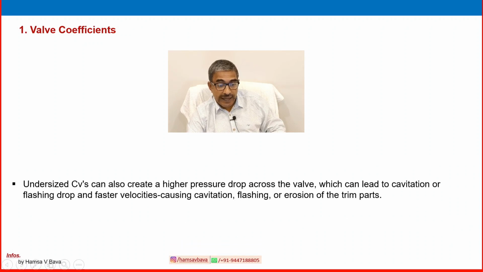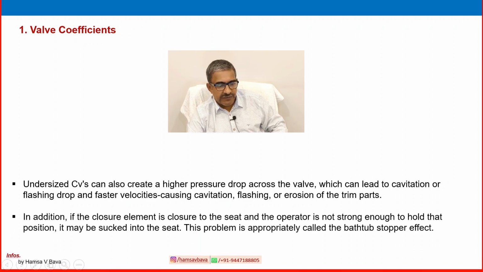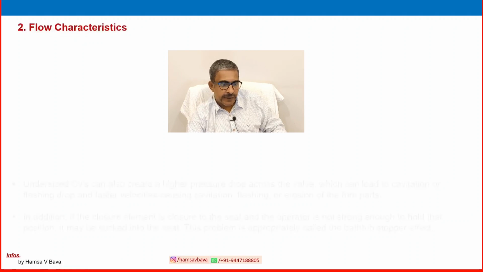Undersized CV can also create a higher pressure drop across a valve, which can lead to cavitation or flashing, and faster velocities causing cavitation, flashing, and erosion of the trim parts. So many problems can arise if the CV calculation is not correct or suitable to the process application. In addition, if the closure element is close to the seat and the operator is not strong enough to hold that position, it may be sucked into the seat. This problem is appropriately called the bathtub stopper effect. So that is a good word to keep in mind.